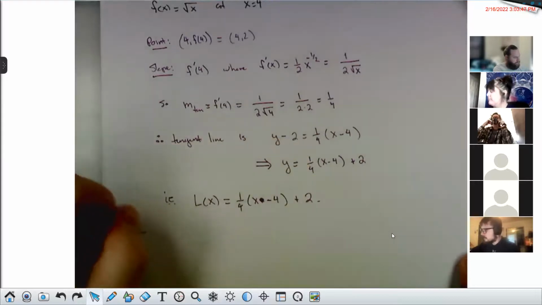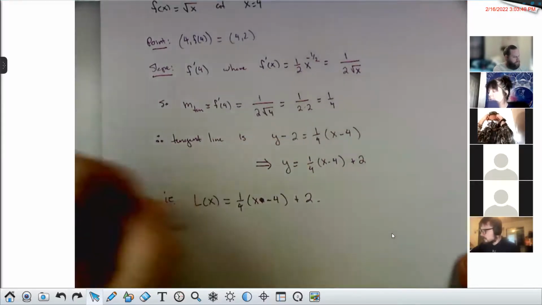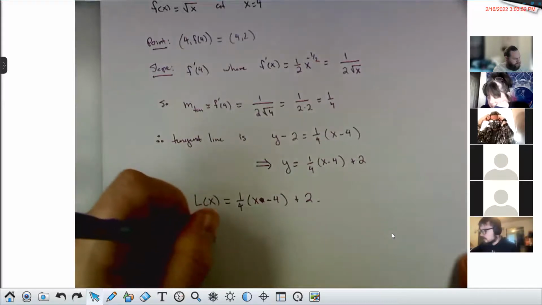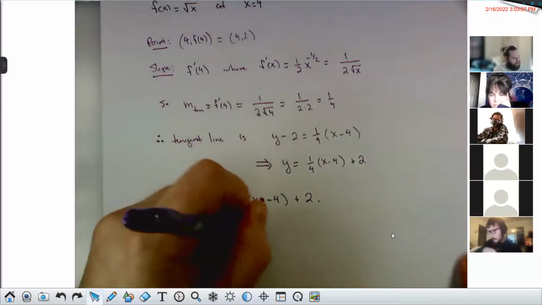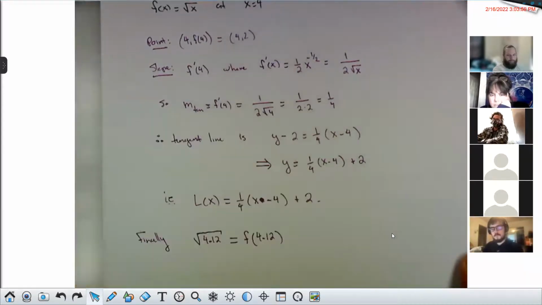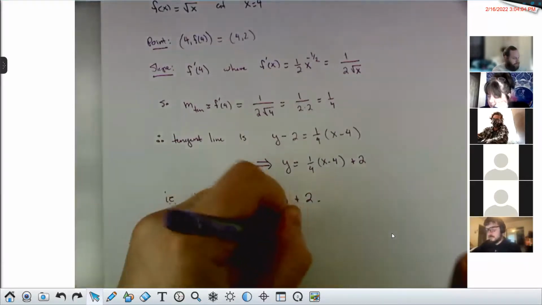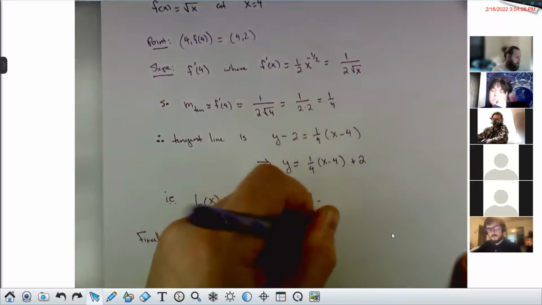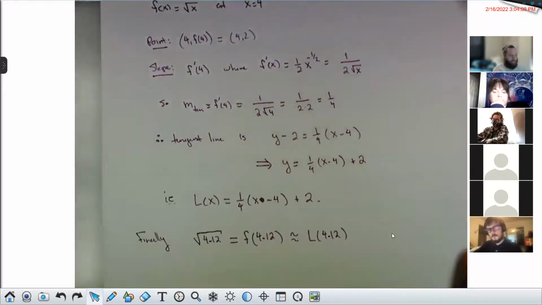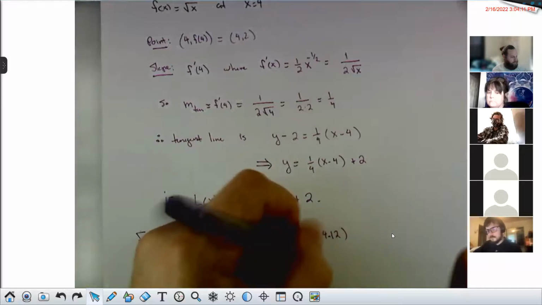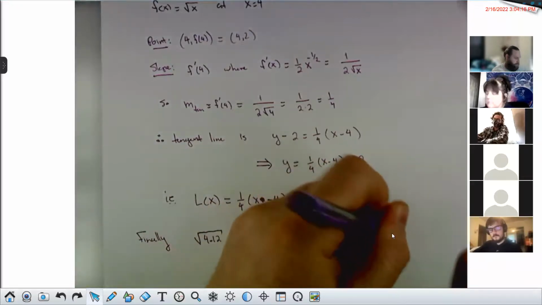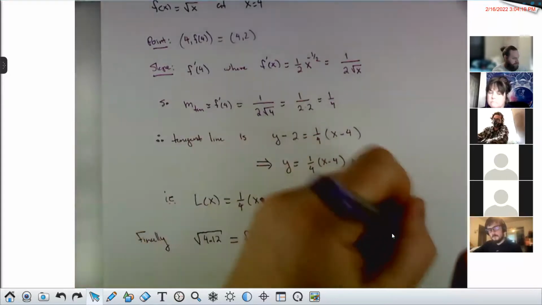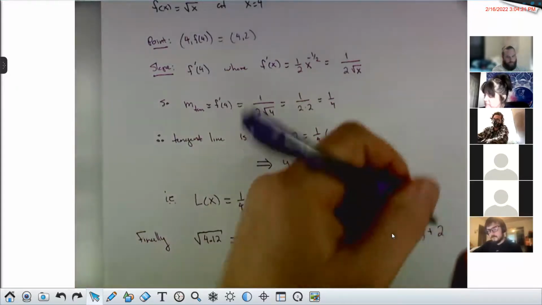Finally, the square root of 4.12 is exactly equal to f of 4.12, which is approximately L of 4.12, which is exactly 1/4 times 4.12 minus 4 plus 2.